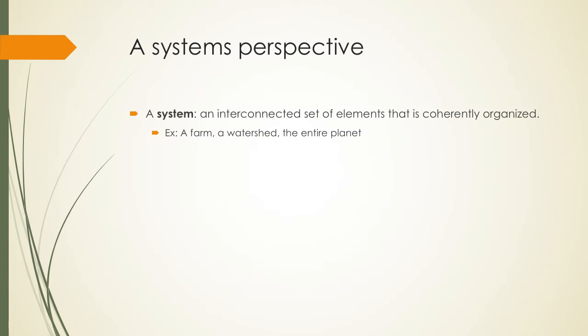So just a reminder where we started at the beginning of Chapter 2, we thought about a systems perspective. And when we say a system, we mean an interconnected set of elements that is organized in some way. And a system can exist at many different levels. So for example, we could think of a farm, a watershed, or the entire planet all as systems. That is, they're made up of these interconnected elements that are organized in some way.